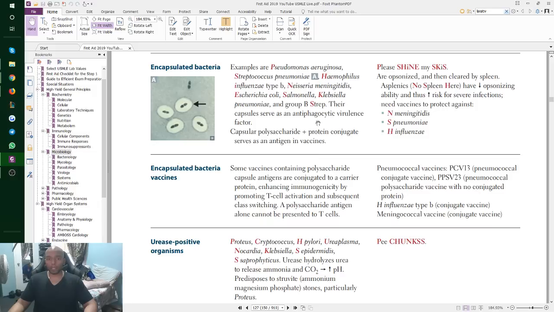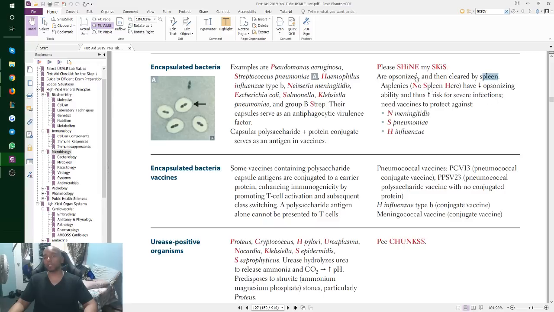The capsule of polysaccharide plus the protein conjugate serves as an antigen in vaccines. Something we talked about when we did immunology, right? Adding the protein conjugate gives you better response immunologically, so you get a stronger immunity. So encapsulated bacteria are supposed to get opsonized and then cleared by the spleen. So the spleen is the guy that takes any encapsulated bacteria, swallows them up, and kills them. Asplenics, people who lost their spleen either because they needed surgery, had trauma, or they're sickle cell patients, in which case you have autosplenectomy. Asplenics have low opsonizing ability and thus increased risk for severe infections.